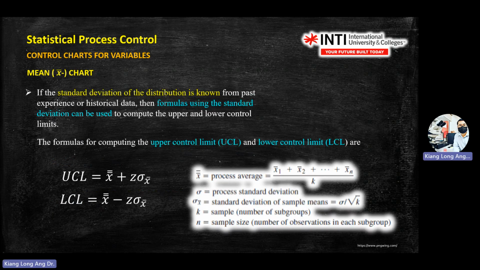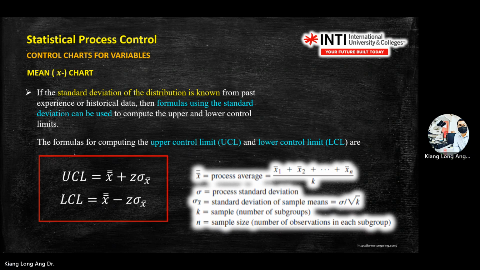Let's look at the form of the equation, which is almost the same. UCL is the average plus Z times the standard deviation, where Z is the sigma control value. It's a similar pattern to the P chart and C chart. It's just that in this case, because you are looking at the mean chart, you are looking at the mean value, so you take the mean of the means. You take the average of all the mean values.